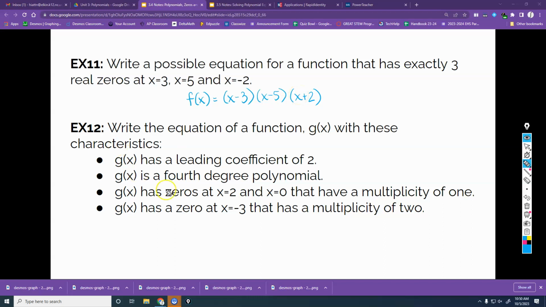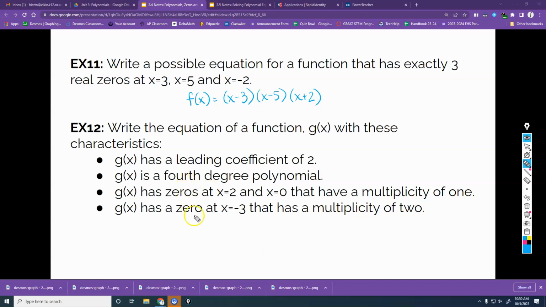Okay? Now this one's a little bit more complicated. It wants us to write the equation of a function, g of x, with these characteristics. G has a leading coefficient of 2. It is a 4th degree polynomial. It has zeros at x equals 2 and x equals 0 that have a multiplicity of 1, and it has a 0 at x equals -3 that has a multiplicity of 2.